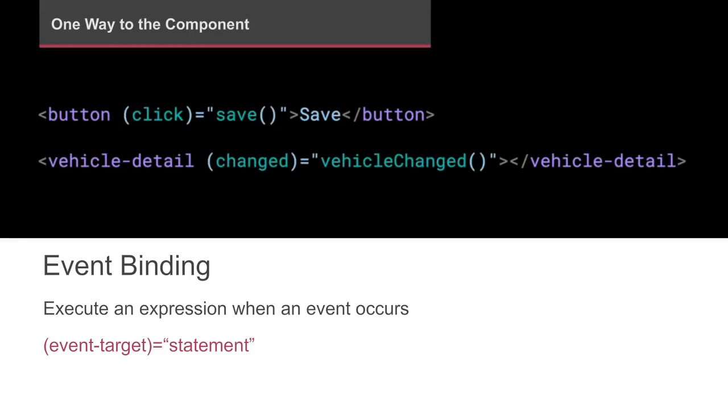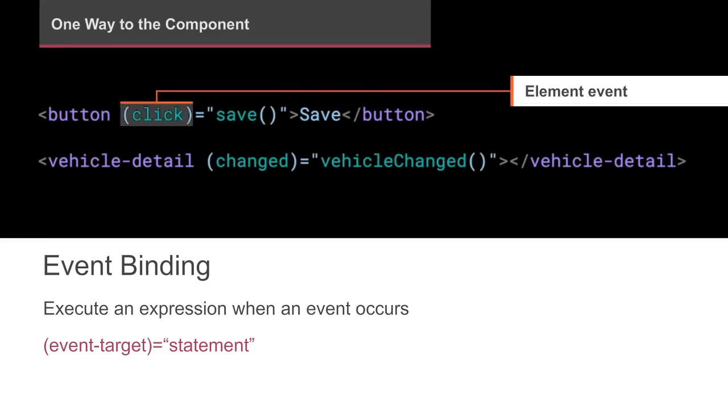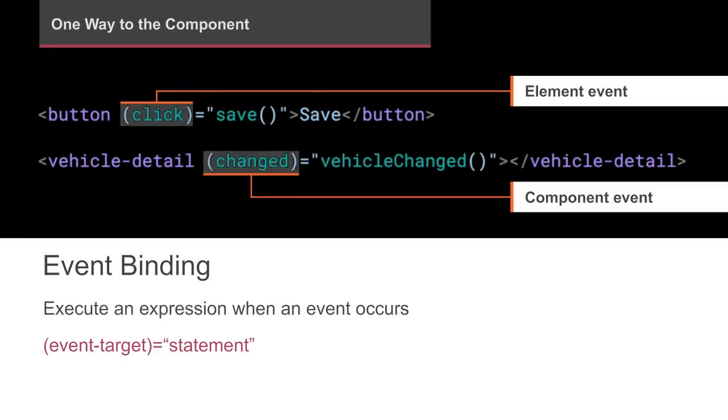In this case, we're saying there's an element event called click, and again, this is just any valid event that's on the DOM, and then we're going to call saved. And then down here, we've got a custom event that we created on our own component called changed. Somebody changed this vehicle detail, and we want to let somebody know about it. When it's changed, we're going to call a custom function called vehicle changed. So it allows us to go in and out.